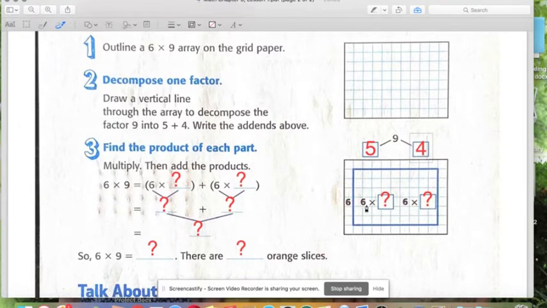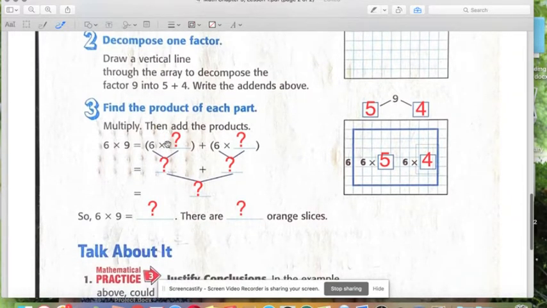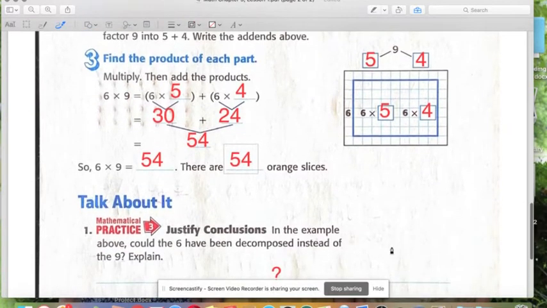All right, so my new number would be 6 times 5, because I still have the same number of rows. I still have 1, 2, 3, 4, 5, 6 rows. I'm just going to break apart the columns. So I still have 6 rows times 5 columns, plus 6 rows times 4 columns. 6 times 5 equals 30, and 6 times 4 equals 24. 30 plus 24 equals 54. So 6 times 9 equals 54. There are 54 orange slices.